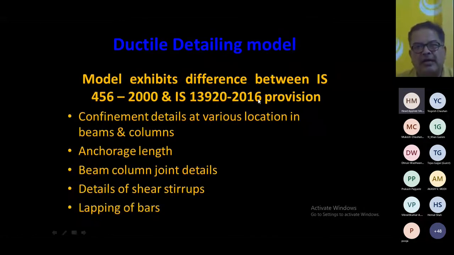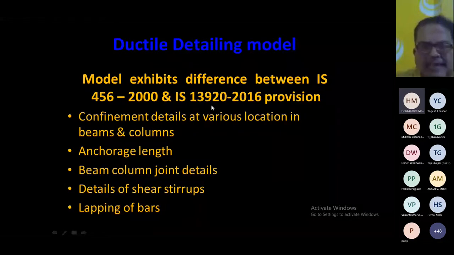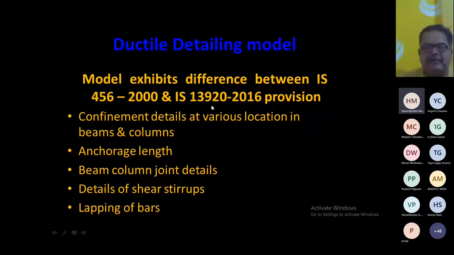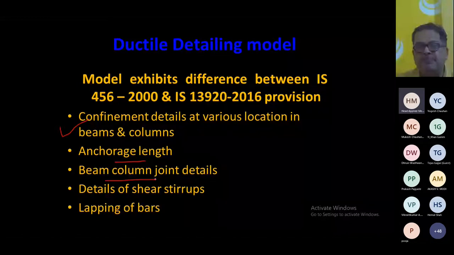So the IS 456 2000 and IS 13200. IS 456 is for the normal design. No ductile detailing is discussed in IS 456. So when you want to go for ductile detailing, you have to provide the provisions of IS 13200 over and above IS 456, right? So here we talk about the confinement details at the various locations of beam column, anchored length, beam column joint details, details of shear stirrups and lapping of the bars. These are the important points you have to keep in mind, right?